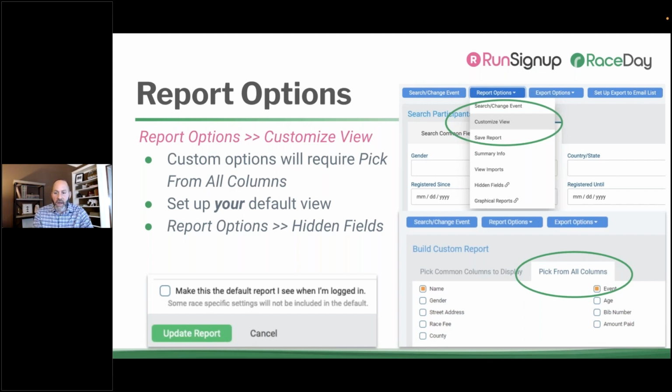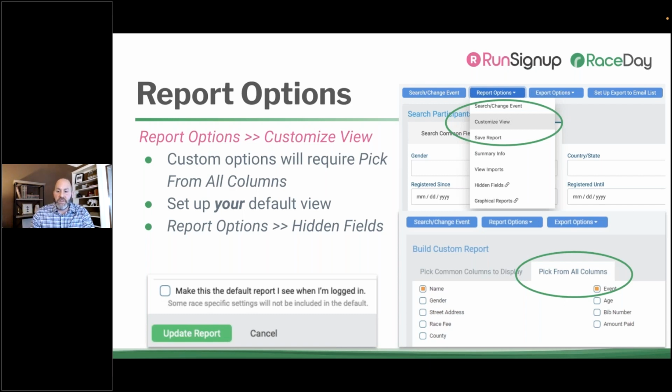Another thing to highlight here under report options is hidden fields. There are some fields or pieces of data that we don't include in our normal participant report. One of those would be the number of years that somebody has participated in, and it's matching by different data. You actually have some options to choose from.